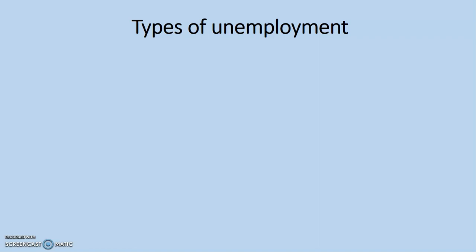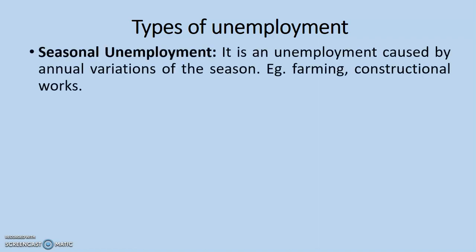Now let's talk about the types of unemployment. We have so many types of unemployment, but today we are going to talk about 4 or 5 types of unemployment. The first is what is known as seasonal unemployment. It is an unemployment caused by annual variations of the season. Now, this type of unemployment, it's very common in West African countries, example, Ghana.